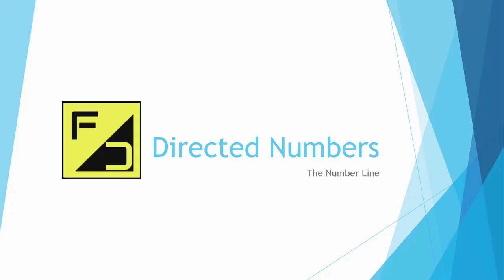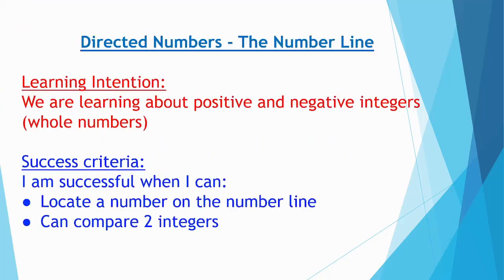Welcome to Flipped Classroom. This topic is directed numbers and we are looking at the number line. Our learning intention is we are learning about positive and negative integers. Integers are whole numbers. And my success criteria is I am successful when I can locate a number on the number line and compare two integers.